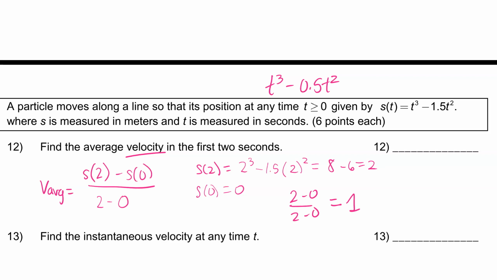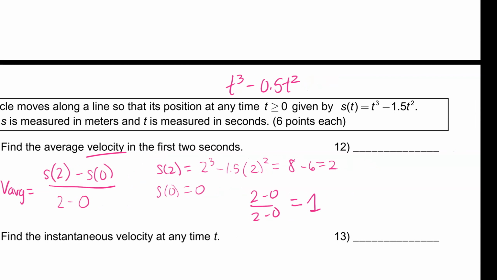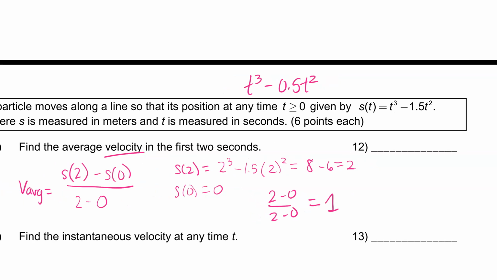Now if I do it for the other group, this is your equation, from 0 to 2. Here, s of 2 is 8 minus 1/2 times 2 squared, which is 4, so 8 minus 2 is 6. 6 over 2 is 3, because s of 0, once again, for this one is 0.